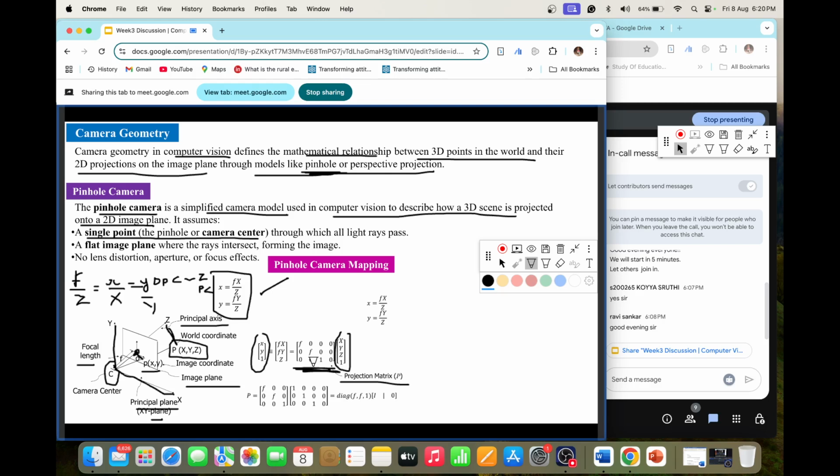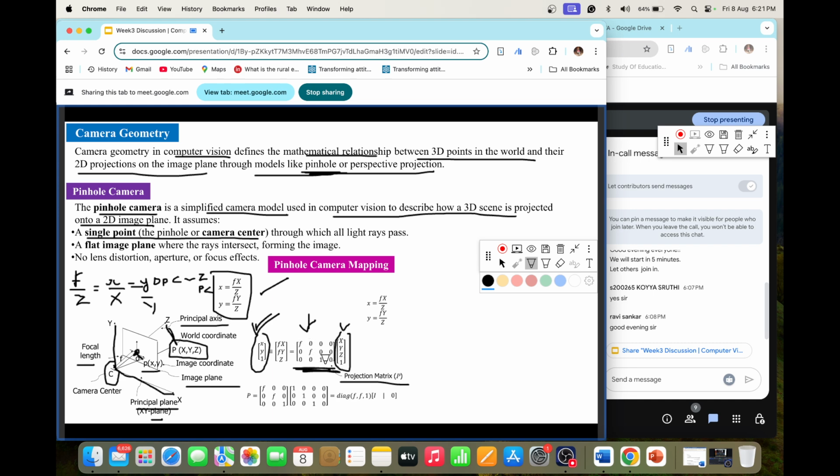What is the order of this matrix? The order of this matrix is 3 cross 4. That means we have 3 rows and 4 columns. And what is the order of this point? That is 4 cross 1. So 3 cross 4 times 4 cross 1 means our resultant vector will be 3 cross 1. We will be given this point and we have to find this point, by this projective matrix or projective camera matrix.